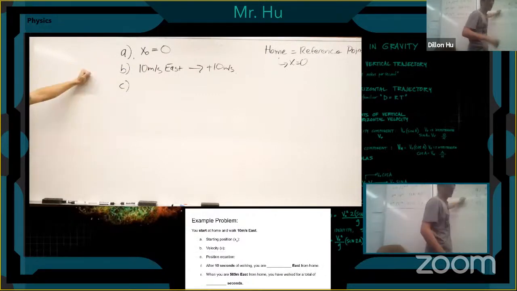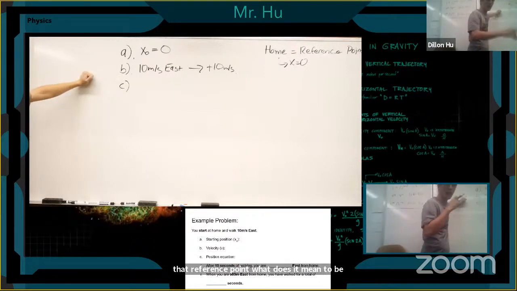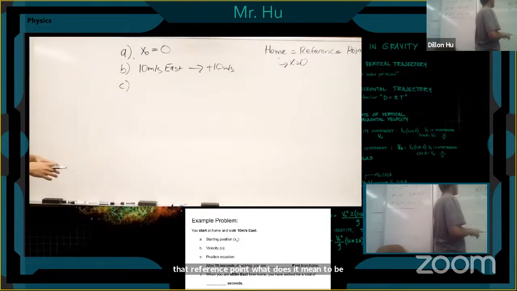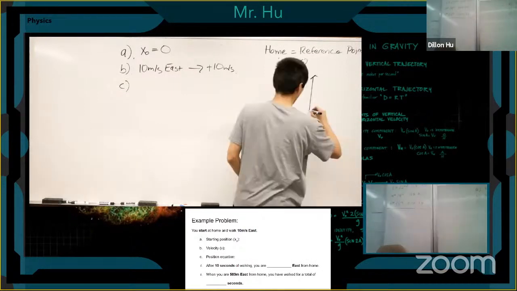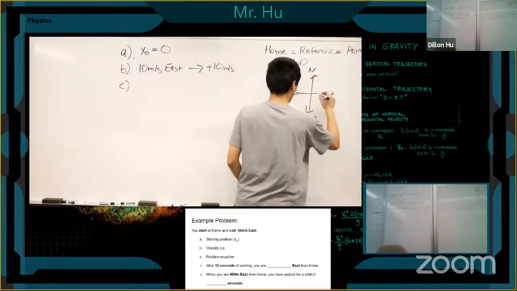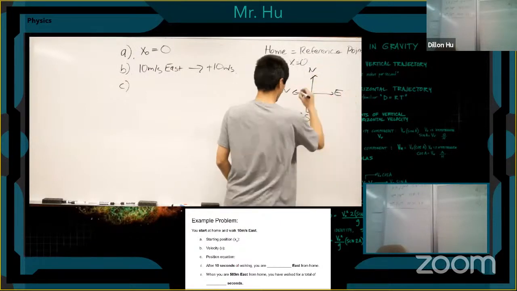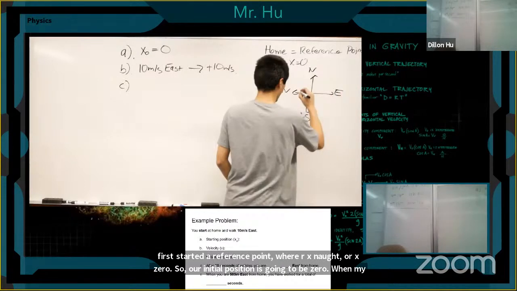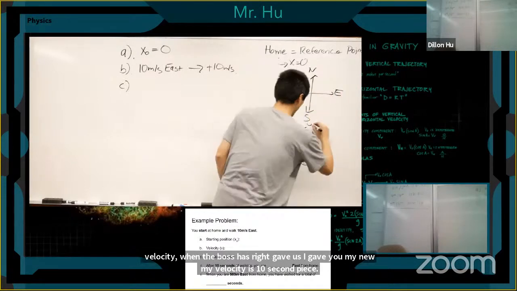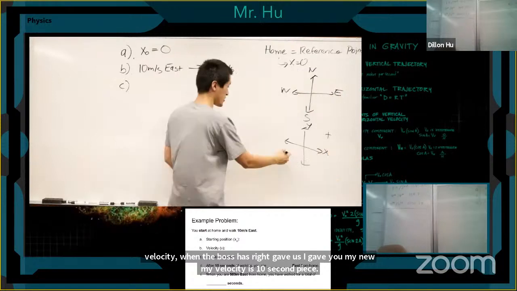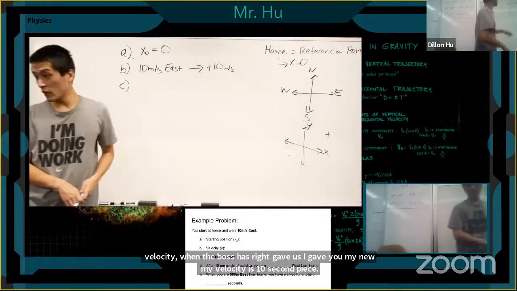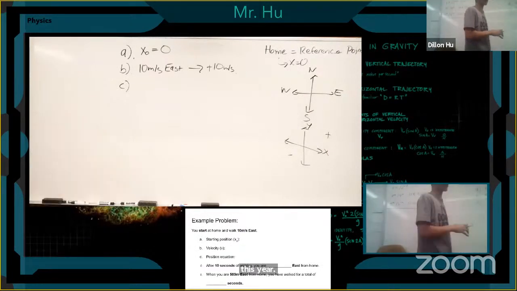What is my velocity? What I gave you is that my velocity is 10 meters per second east. I can also write this as positive 10 meters per second. If I were to draw the compass here, north, south, east, west, this is very similar to an XY graph. This is positive X, positive Y. This is negative. So it's very similar to that, which is why you can just write it as a positive 10 meters per second.